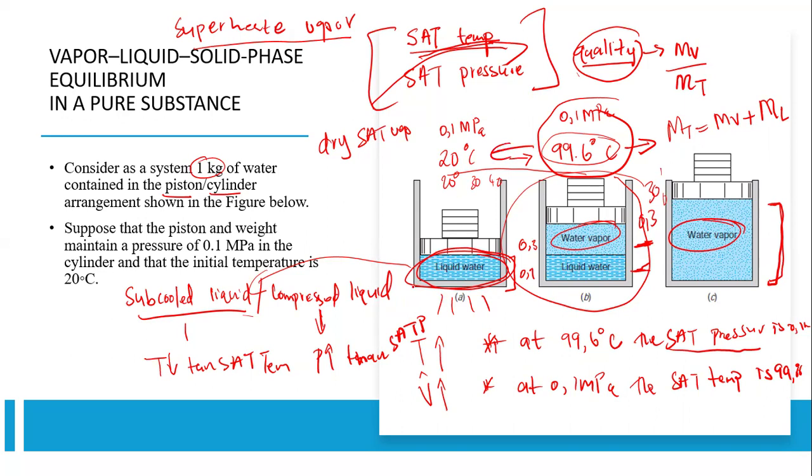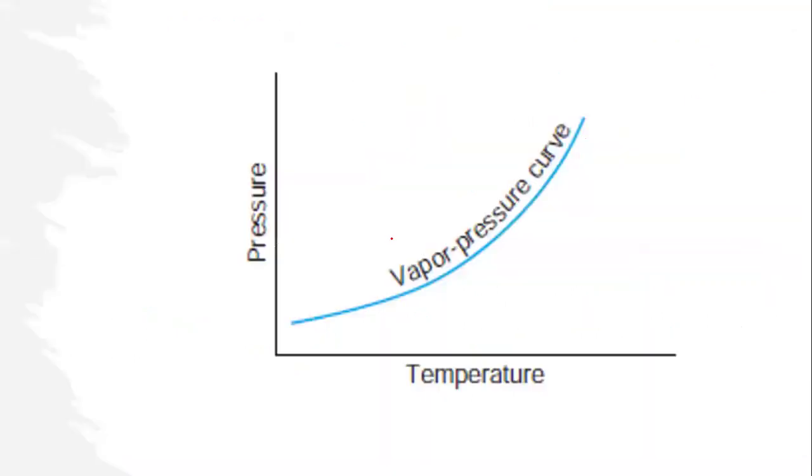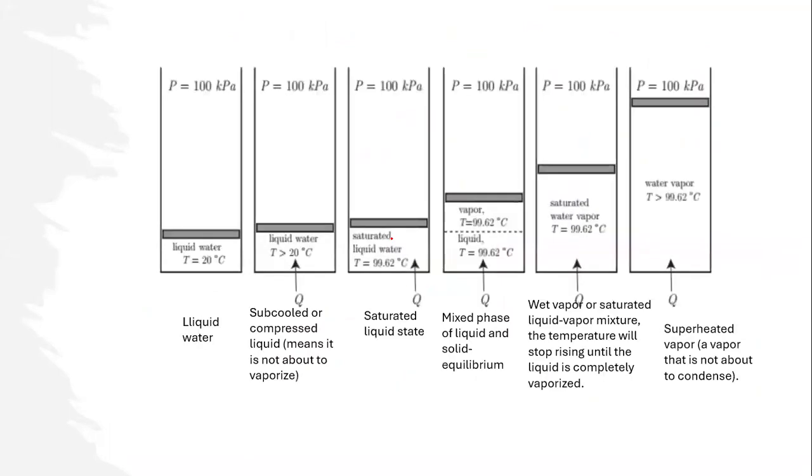Simple as that. Okay. So this is just the relationship between the pressure and the temperature, like I showed you there when we spoke about the saturation pressure and saturation temperature. And therefore, like I said, subcooled or compressed liquid means it's not about to vaporize. It's less than 99.62 degrees. Then here we have the saturated liquid. And then as the temperature increases at equilibrium, we're eventually going to have water vapor and then the liquid. So here we have the mixed phase of liquid and vapor in equilibrium.